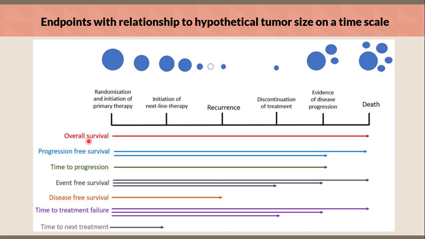As you can see, overall survival starts from randomization and initiation of primary therapy until death. And the progression-free survival starts from the randomization and initiation of primary therapy until evidence of disease progression or death. And event-free survival starts from randomization and initiation of the primary therapy until discontinuation of the treatment or evidence of disease progression or even death. And disease-free survival from the time of randomization and initiation of primary therapy until the recurrence.